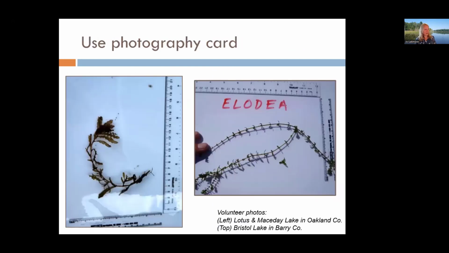Here's some other examples of that laminated photography card being used. Here you can easily see the ripples of the curly leaf pondweed. Here you can see that they took a photo of native Elodea that looks like Hydrilla to show that, we know this isn't Hydrilla. Here's a photo that shows it's not Hydrilla. So feel free to send photos of native plants that you find as well.